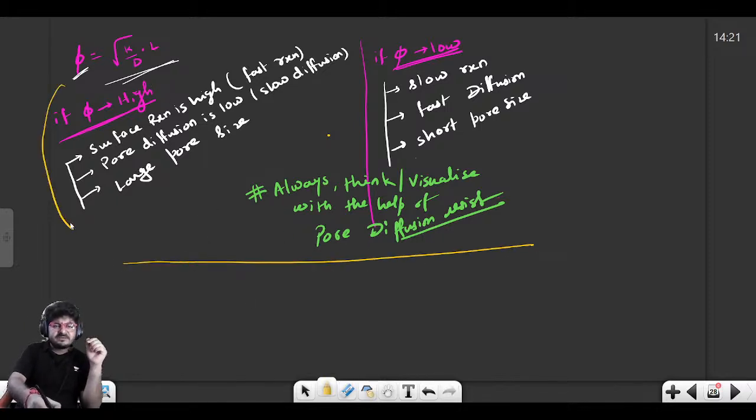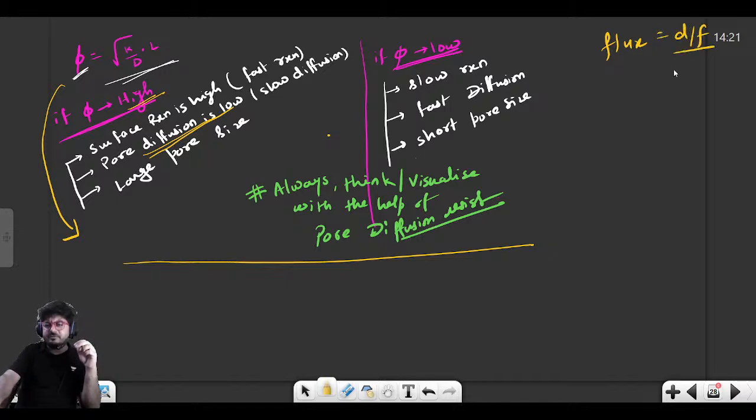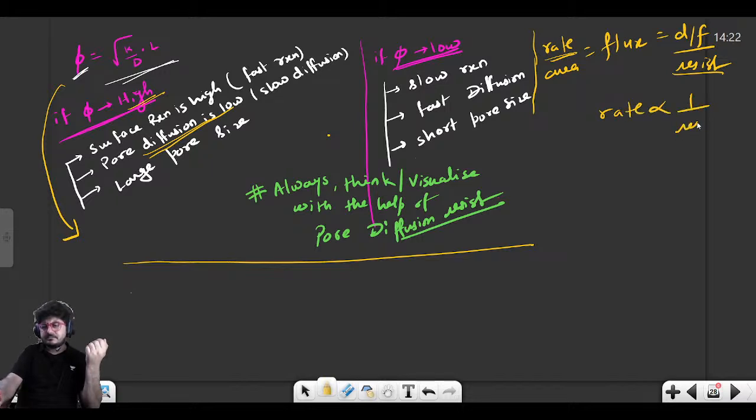So here you guys can see if Thiele modulus is high, the pore diffusion rate is small. And you know that generally we can define flux as the ratio of driving force over resistance. And what is flux? You know that we can generally define flux as rate per unit area. So ultimately you can see rate is inversely proportional to resistance. So small pore diffusion rate, slow pore diffusion means high pore diffusion resistance.